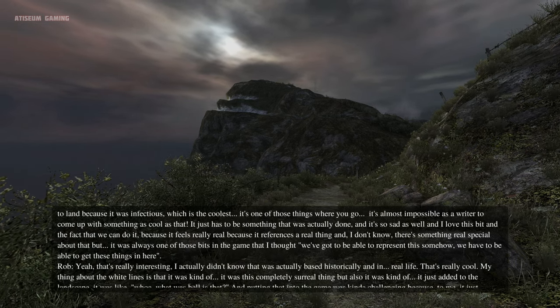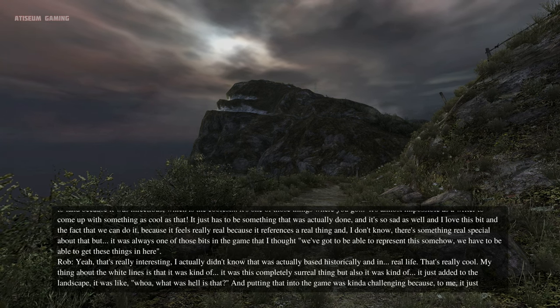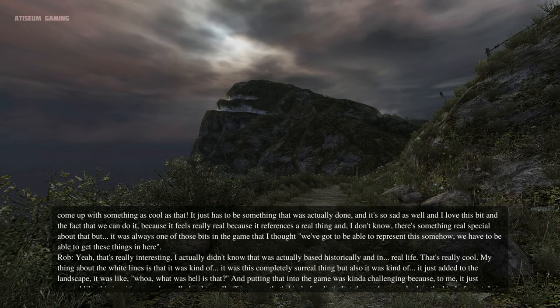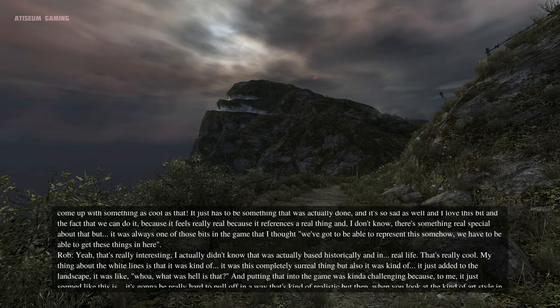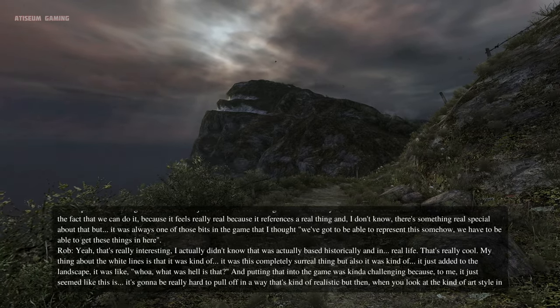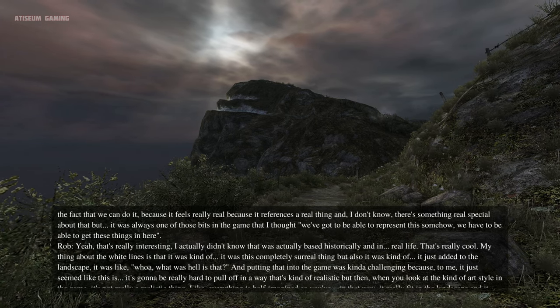Yeah, I mean, that's really interesting. I actually didn't know that was based historically in real life, but that's really cool. Because my thing about the white lines is that it was this completely surreal thing, but also it just added to the landscape. It's like, whoa, what the hell is that?